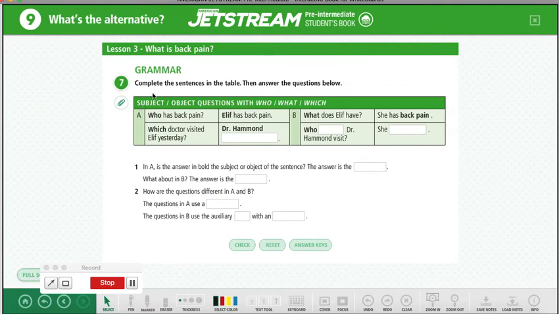Then we're gonna solve this grammar over here. Okay, so look at this. Here we have two sections. Section A, which has its four blocks, and section B. In section A, we have this example.